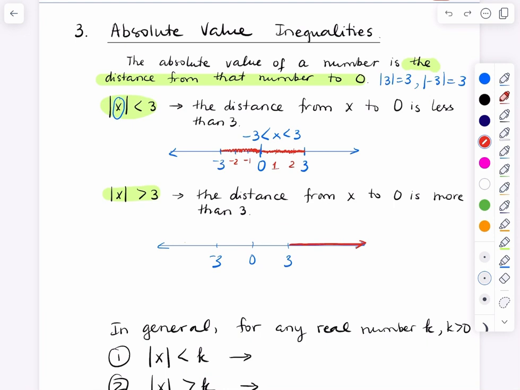And then, the same thing could be argued for anything to the left of negative 3. Anything here will have the distance to 0 that is bigger than 3. So we're looking at two intervals that will satisfy the condition where the distance is greater than 3. We're looking at x could be greater than 3, or x could be less than negative 3.